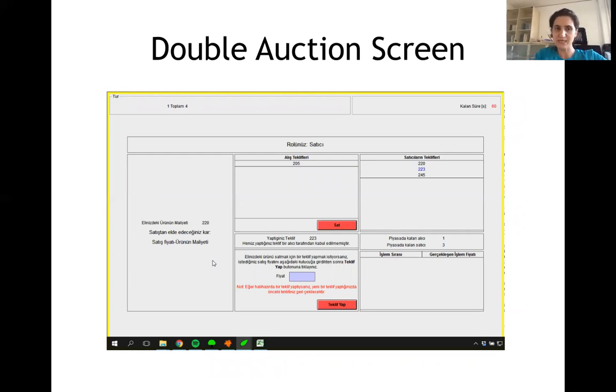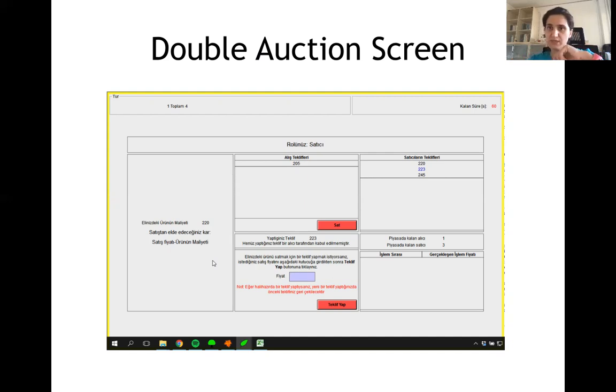If you are a seller, you will be paid the price of the good minus the cost of the good. If you are a buyer, you are going to be paid the value of the good minus the price of the good. On the top, "alış teklifleri," you see the offers of the buyers. If you like one of the offers here, you can click on it and say sell. You are a seller, remember? And you also see the offers of other sellers on the right.